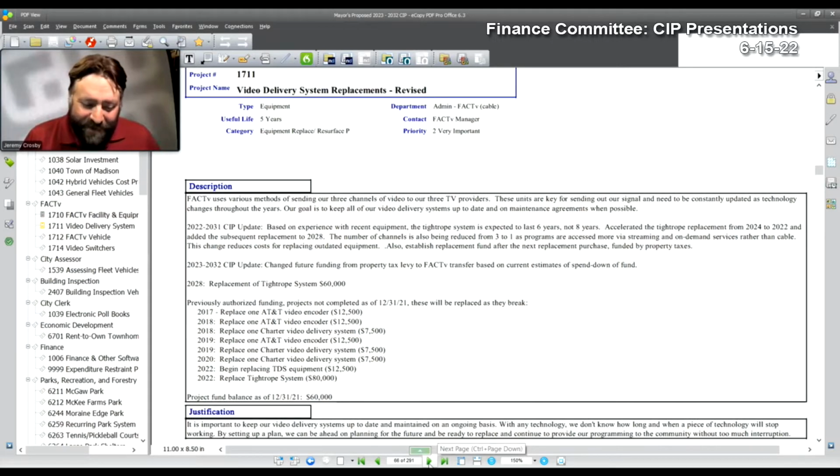Replacement of the tightrope system, the next replacement would be in 2028. We put 60 in there. That's how much we paid this year. I would expect that to be lower by the time we get to that point. But right now, it's just hard to say. We know what today is, and that's how much it was.